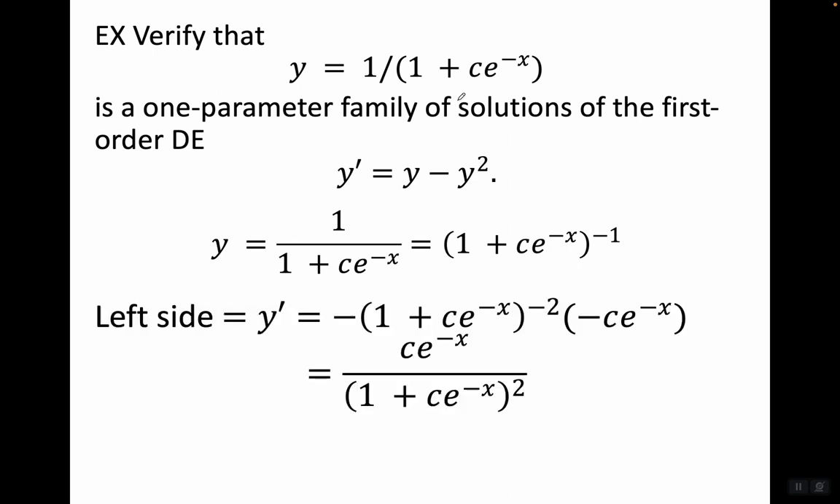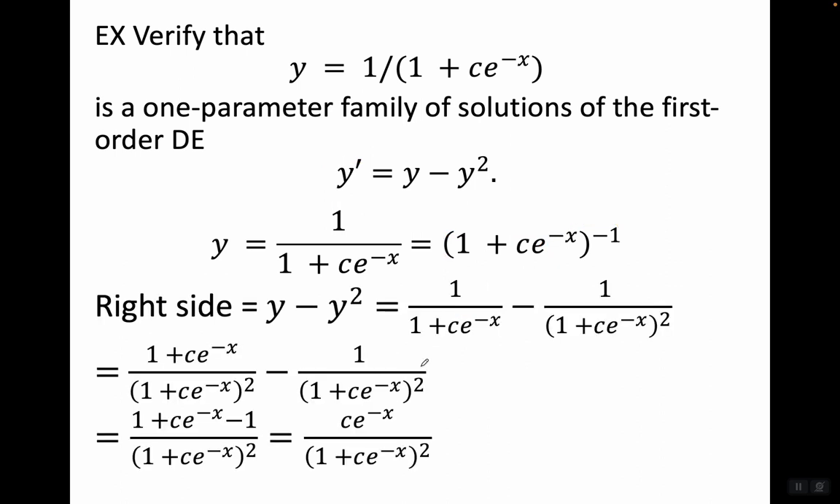So the left side is going to be y prime, and y prime, well, if we regard y in this way, y prime is going to be negative 1 plus c e to the negative x to the negative 2 times the derivative of the stuff that's on the inside. Well, the derivative of this is going to be c e to the x times negative 1, in other words, negative c e to the negative x. So the negative signs cancel, and we're just left with c e to the negative x over 1 plus c e to the negative x squared. Okay, that's the left side.